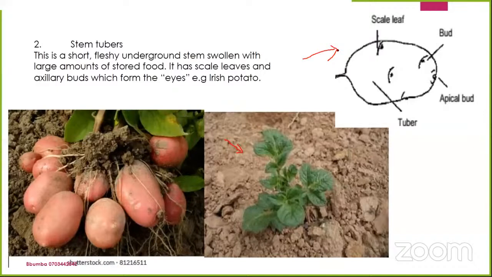Now, time check. It is 2 minutes to the end of the lesson. So let me conclude with this stem tuber. Stem tuber is one modification of these underground stems. And you can see this is the Irish potato. It has its own particular roots, but for us, we are interested in identifying it as a stem.